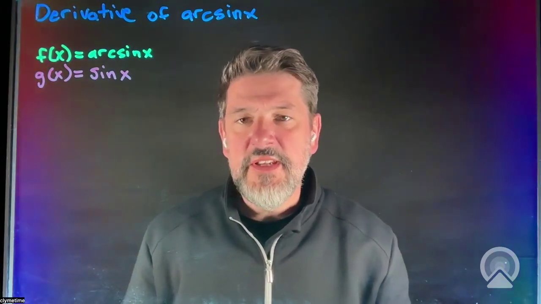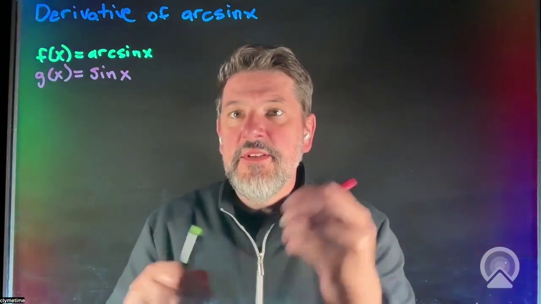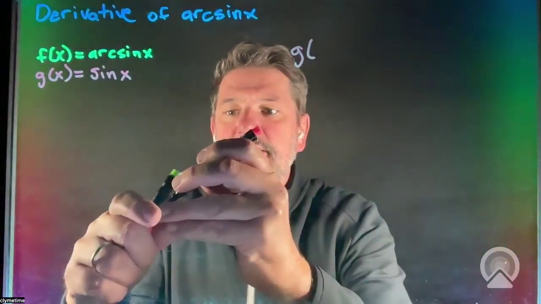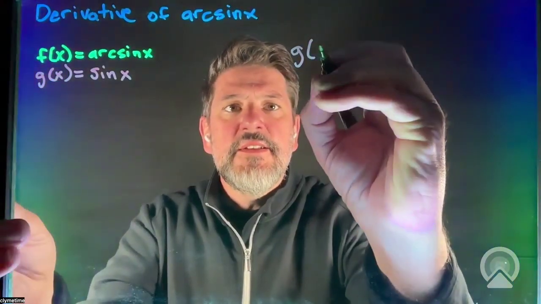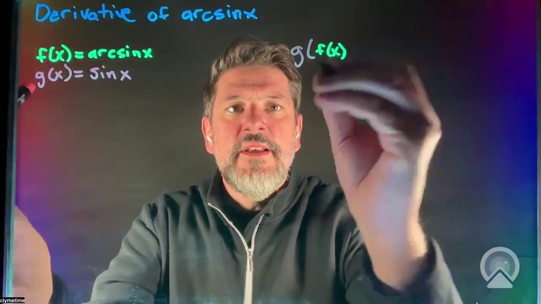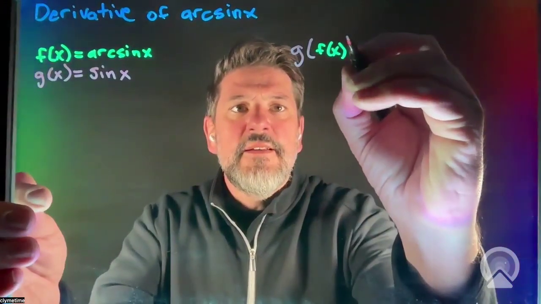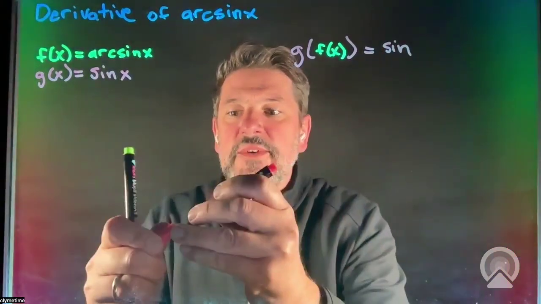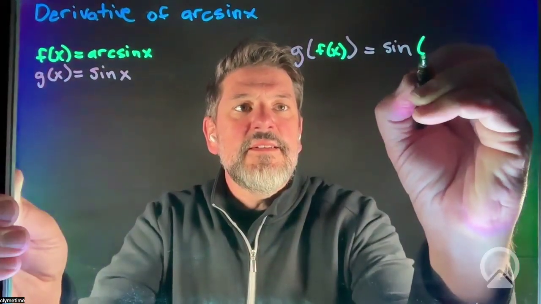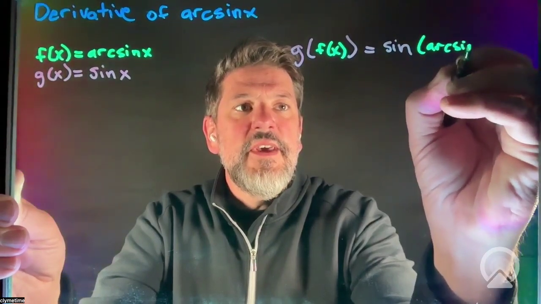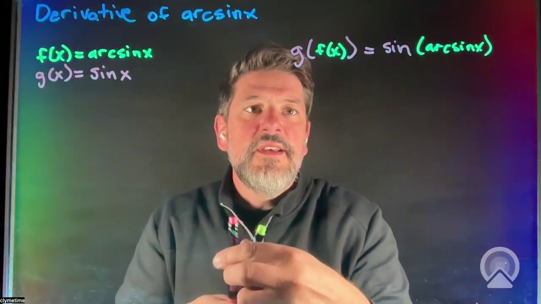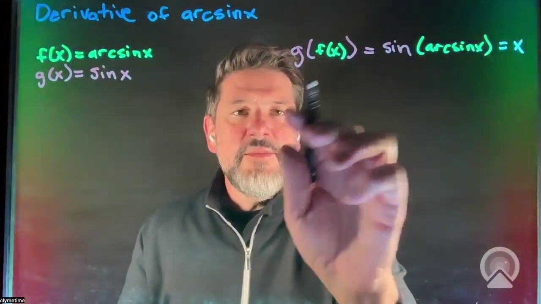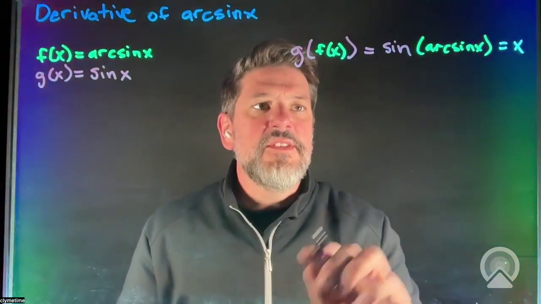Okay, so by definition, an inverse means that if you take f of g of x, actually, I'll go the other way. I'm going to take g of f of x, like this. You're going to get basically sine, and instead of x, we're going to put in arcsine, like this. And if we do that, by definition, this comes out to be x. So by definition, when you compose a function with its inverse, it comes out to be x.